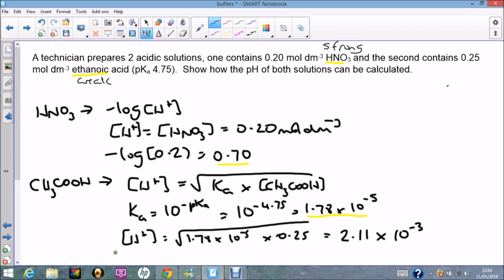So if we've got the concentration of H+, then we can use minus log to get the pH. So again, leave the numbers in your calculator and just carry on from there. And that gives us a final pH for the ethanoic acid of 2.68. You should expect this answer to be in the region of 3 marks, where I've underlined in yellow. Maybe 1 or 2 for the method, but a minimum of 3.